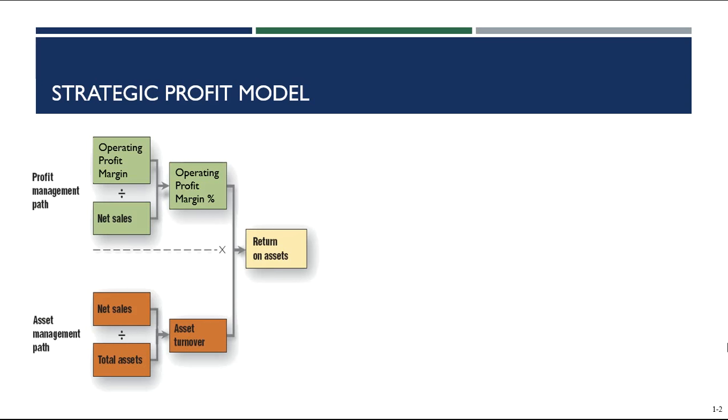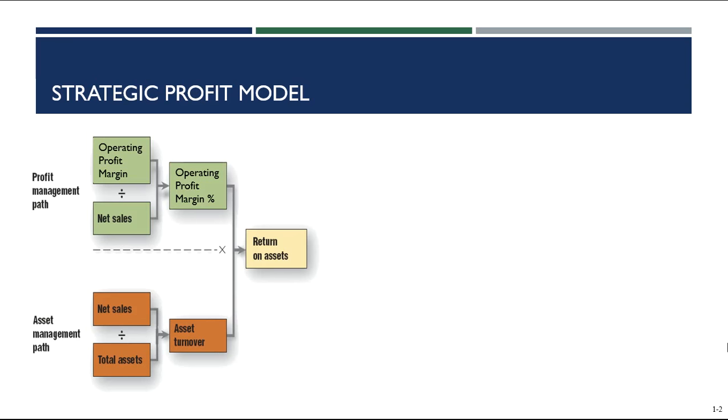And the strategic profit model is going to separate the ROA into two components, showing that it's based on two sets of activities. So the strategic profit model combines our operating profit margin with our asset turnover. So retailers will generally focus on one of these measurement paths in order to work towards achieving a higher ROA. So some retailers focus on the profit management path, which you see on the top half of the model there.